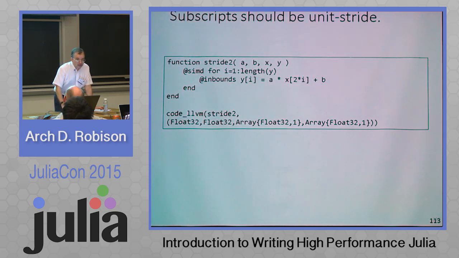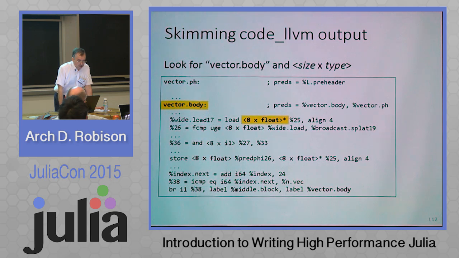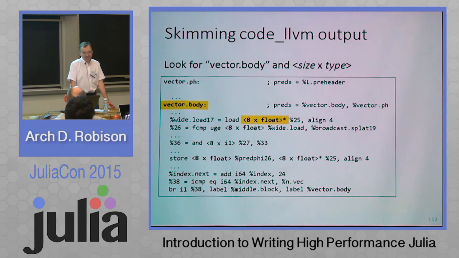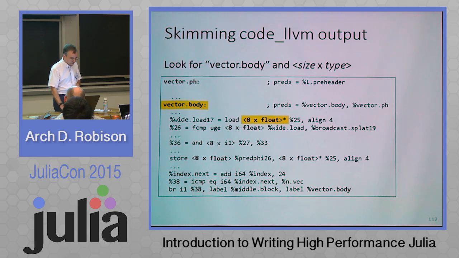Can you do code_native as well and check for vectorized machine instructions? You could, though, this is terrible for an Intel person to say, it's much harder to read than the LLVM. If you're comfortable with native code, you could. But I find it's harder to read because the labels are not symbolic. Here I look for vector.body and I know the vectorizer struck. With code_native, you don't get symbolic branch labels. That's the problem.